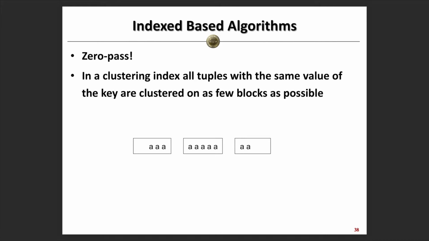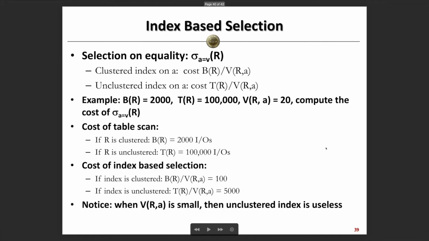In a clustered index, all the tuples with the same value of the key will be clustered into as few blocks as possible. In other words, given such a key, we will retrieve the corresponding tuples as well as blocks directly with these index tables. And we also show you some numbers with this index-based selection algorithm.